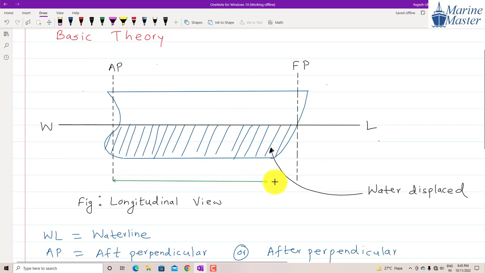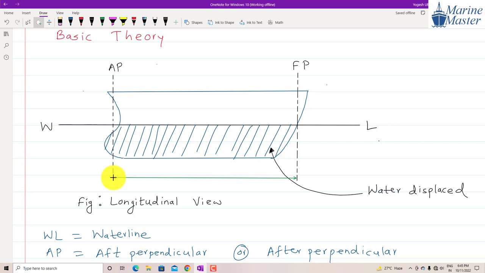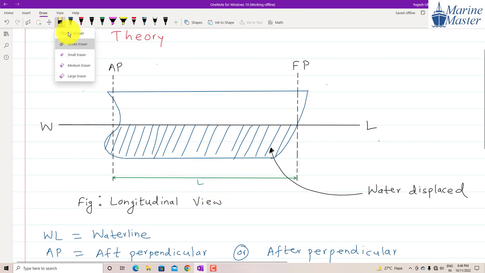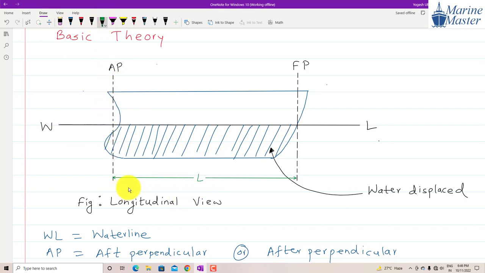Here see, the distance between AP and FP. What is the distance between AP and FP? The distance between AP and FP will be the length of the ship. For us, length of the ship means what? Distance between AP and FP. What is the meaning of length of the ship? Distance between AP and FP.